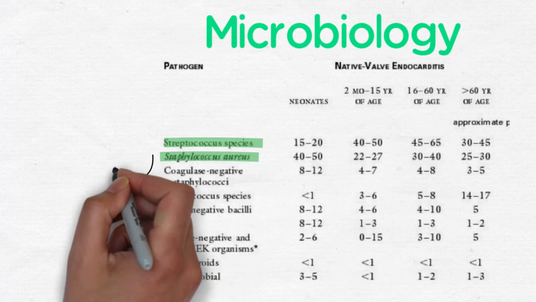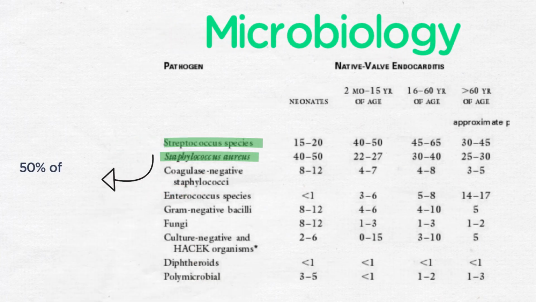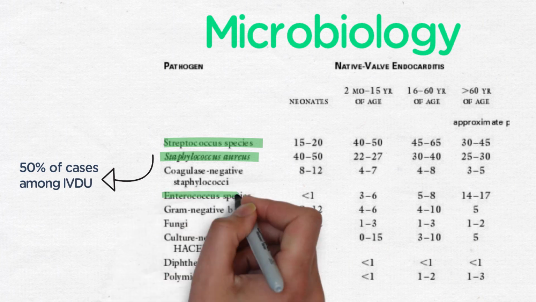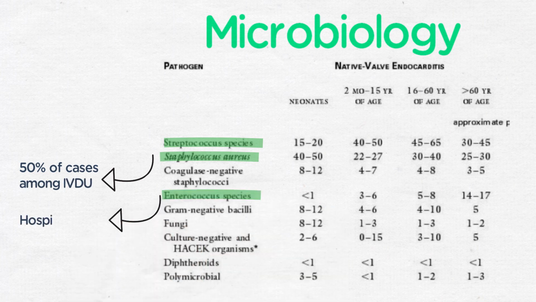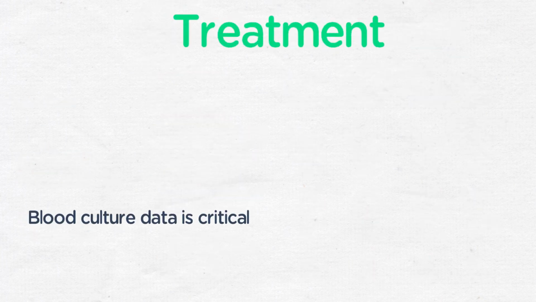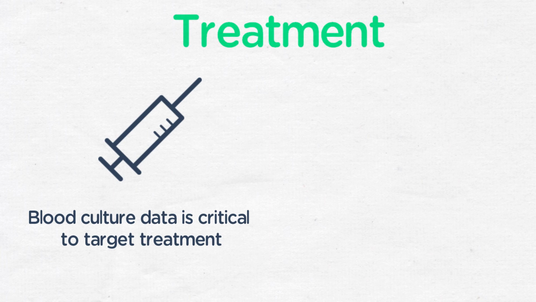Among IV drug users, Staph aureus accounts for more than 50% of cases. Enterococcus endocarditis is commonly associated with hospitalization and bacteremia. Blood culture data is critical to target treatment of the underlying pathogen and should be done in conjunction with expertise from infectious disease.